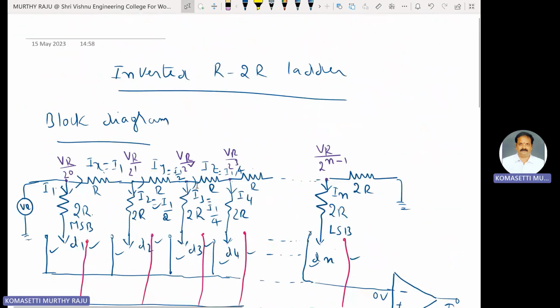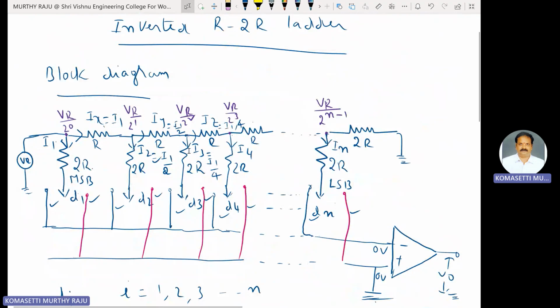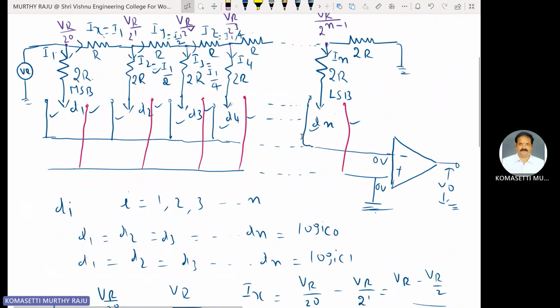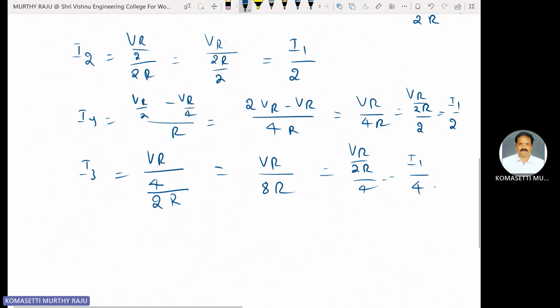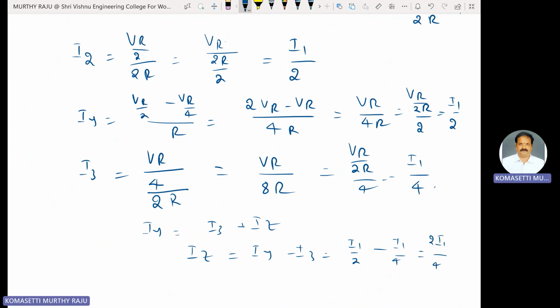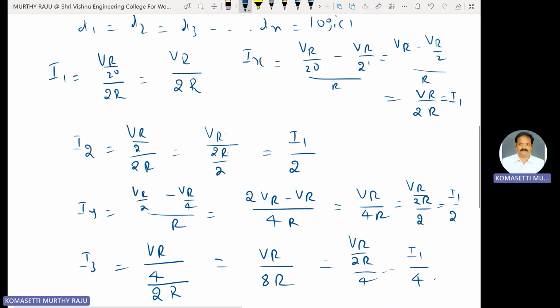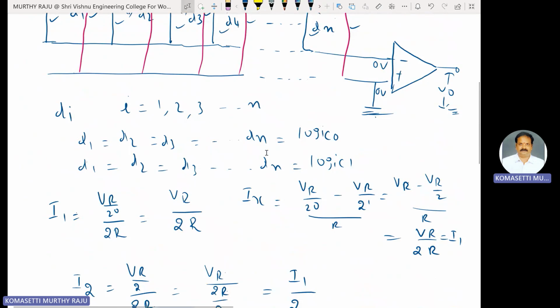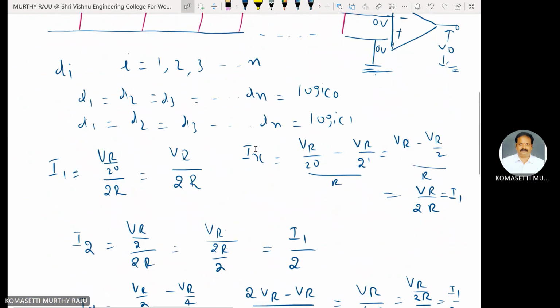At this node, Iy is equal to I3 plus Iz. Find out Iz. Iz is equal to Iy minus I3. Iy is I1 by 2 and I3 is I1 by 4. That is 2I1 minus I1, by 4, which is equal to I1 by 4.